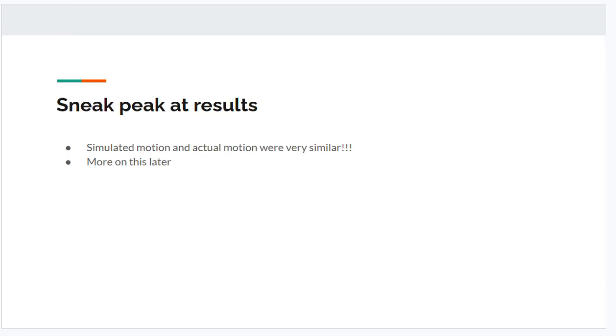Okay, moving on. Sneak peek at the results. Well, we simulated motion and actual motion. The simulated motion and actual motion were very similar. It was very shocking how close these two were. So it showed that our simulations were pretty accurate, but I'll do more on this later.